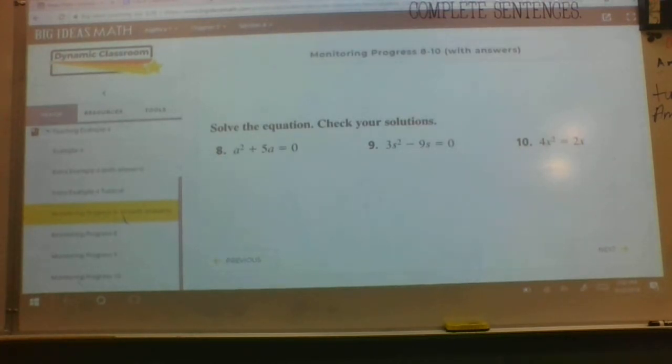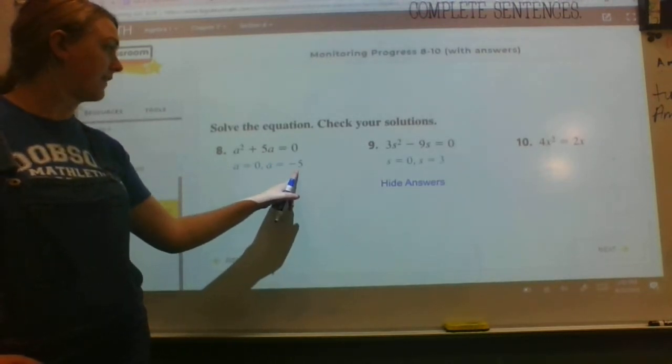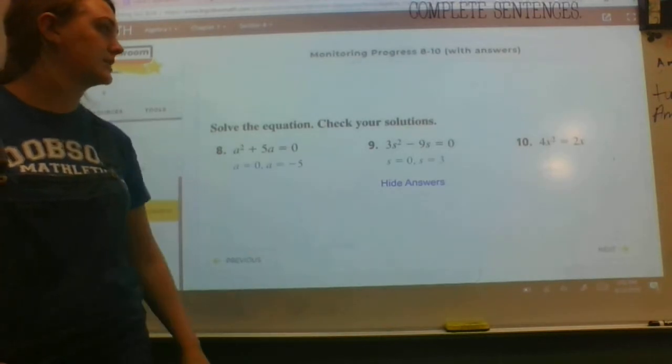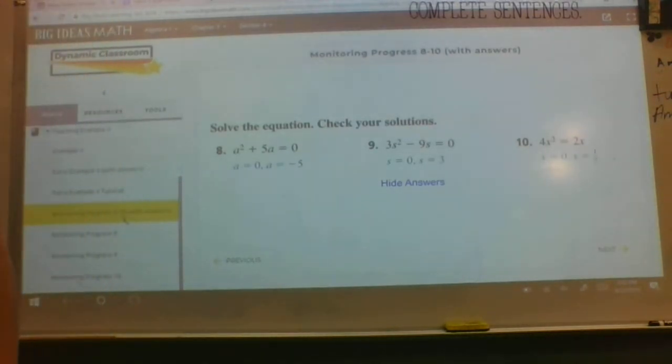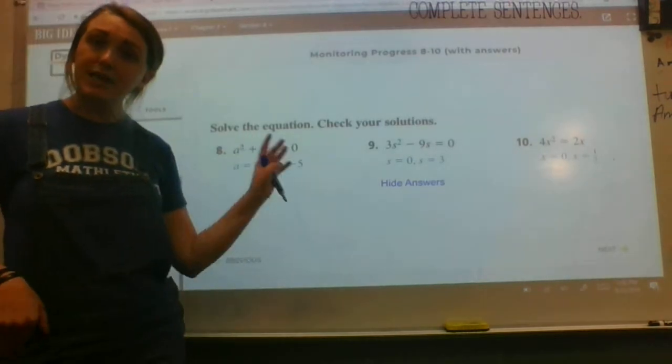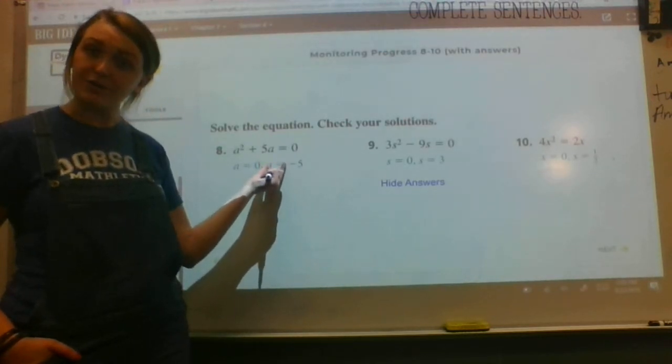Okay. Hopefully you paused me. The solutions for the first one should be 0 and negative 5. The solutions to the second one should be 0 and 3. And the solutions to the third one should be 0 and 1/2. So if you weren't able to get those solutions, my guess is probably that you struggled with the factoring process.